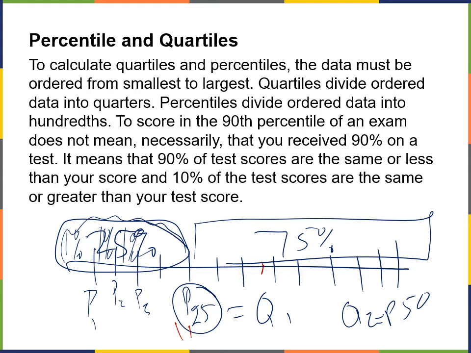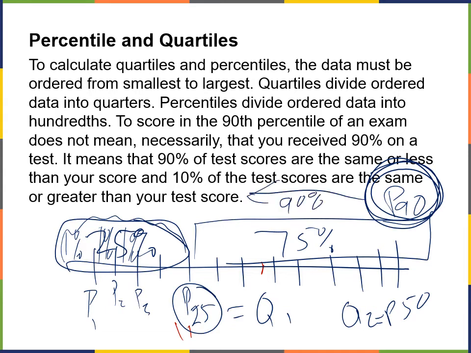Typically you hear about percentiles when you're talking about standardized test scores. Someone says, oh, my score was in the 90th percentile. Well, what that means is you were sitting at P90 with your score. That's the location of your score, your data value. And at P90, 90% is below it and 10% is above it. So if you said I'm in the 90th percentile in my score, that means 90% of people scored less than you and 10% of people scored more than you.